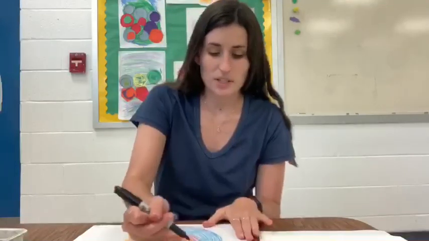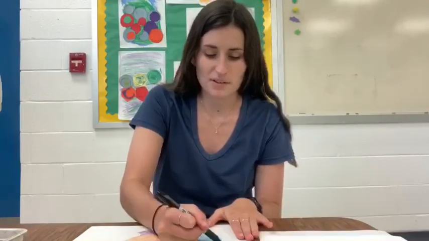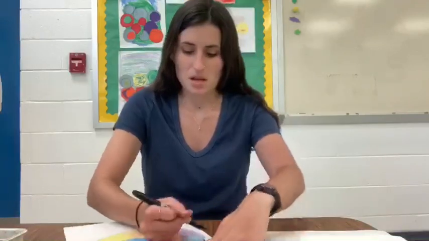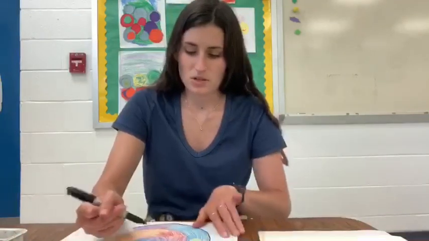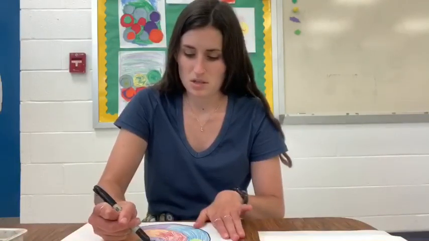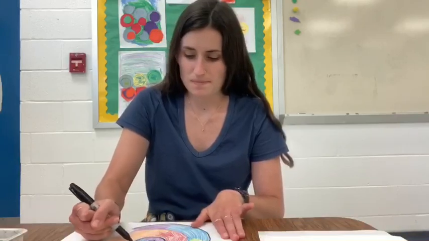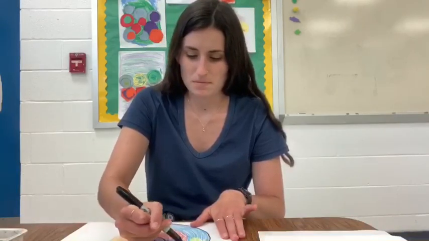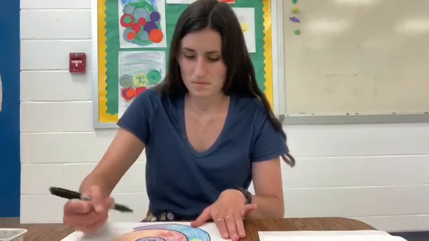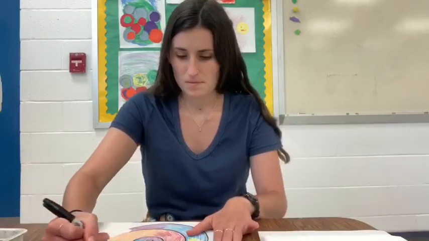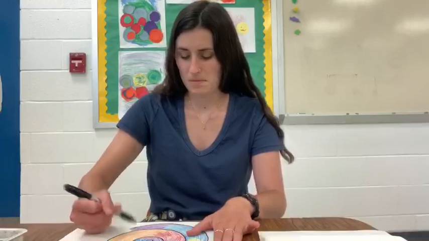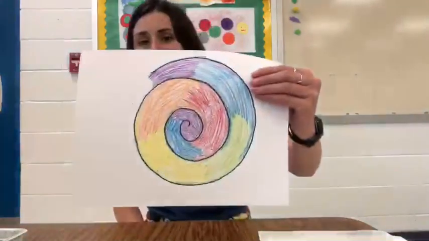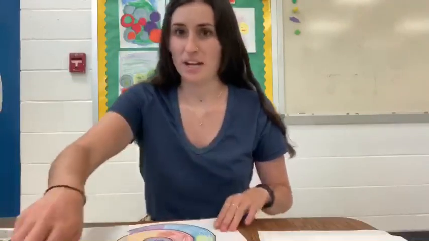Okay, I'm going to outline this in marker just so you guys can see it. You don't have to do this step. Just so you can see what I'm doing. Okay, so you should have a spiral and it should be colored in. It doesn't have to be colored in exactly like this, but it should be colored.